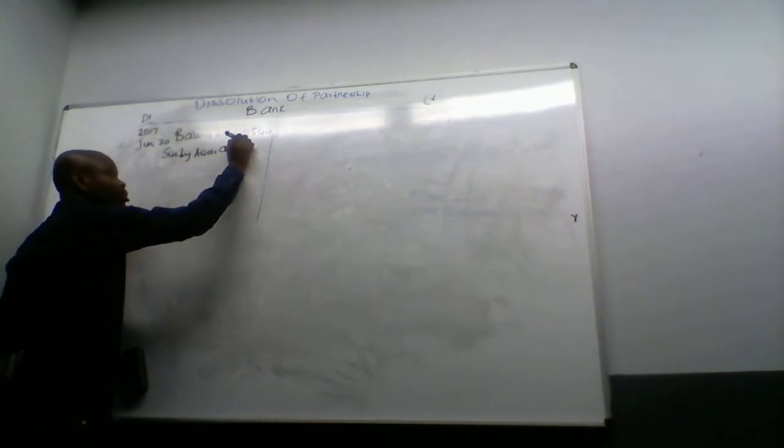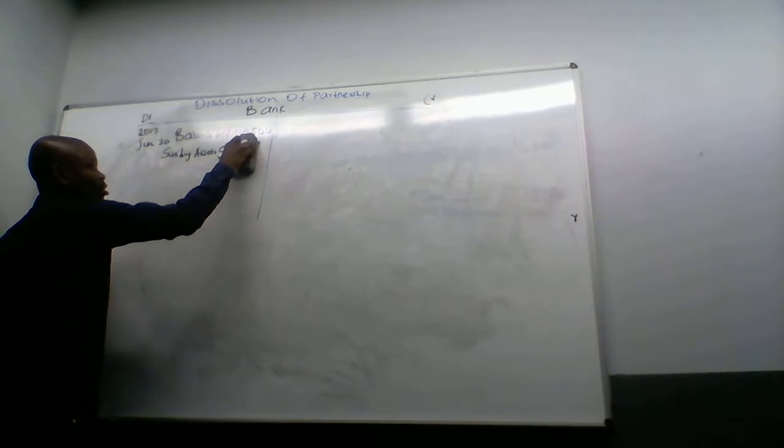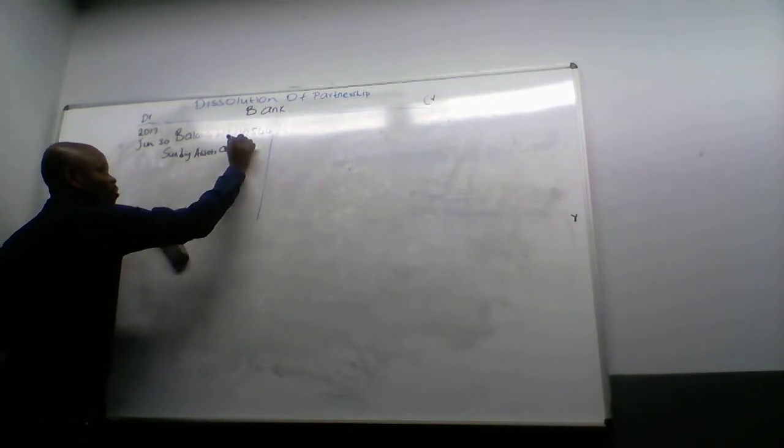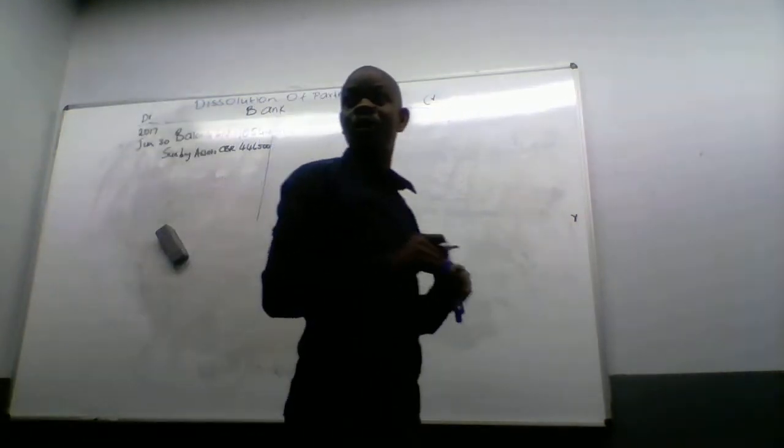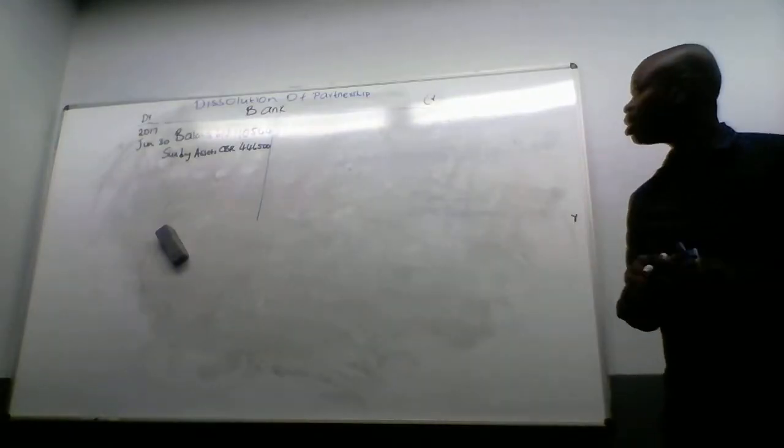How much is it, by the way? The amount? 694? 848? No, 446,500. Sorry guys. No problem. 446,500. Don't worry. This is a partnership. We are partners. We correct each other. We audit each other.